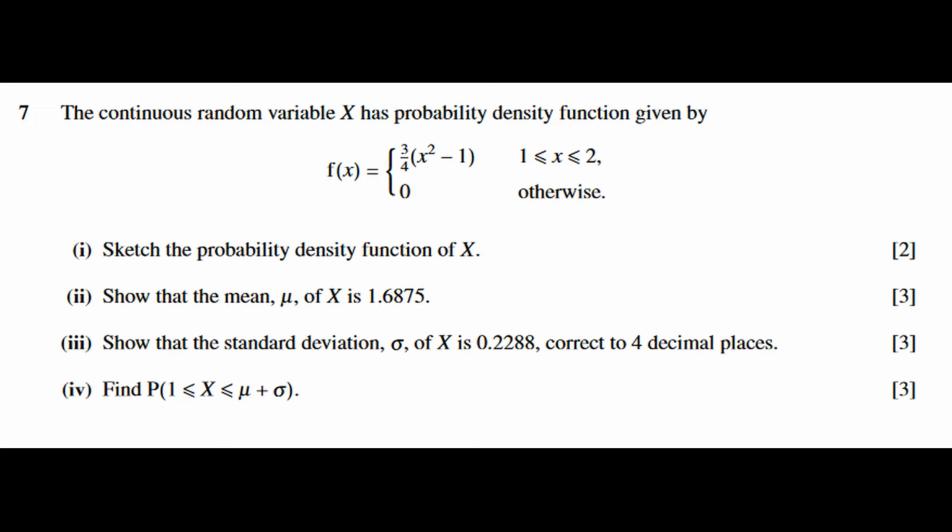The second question is asking you to show that the mean mu of x is 1.6875. The third question is saying show that the standard deviation of x is 0.2288, correct to 4 decimal places. And lastly, you have to find the probability that 1 is less than x less than mu plus sigma.